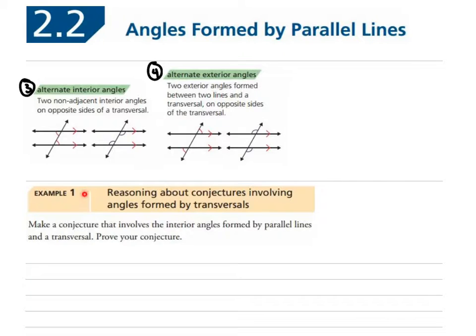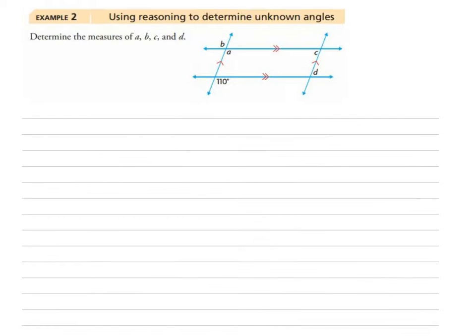So that's essentially what example 1 was going to say in the book, so we're going to jump right to example 2. Here in example 2, we have to use reasoning to determine unknown angles. So we'll start off with angle A. So we'll again start our statement and reason table.